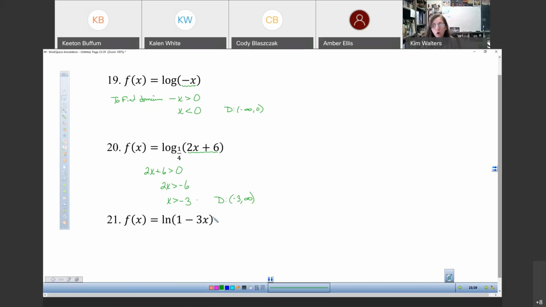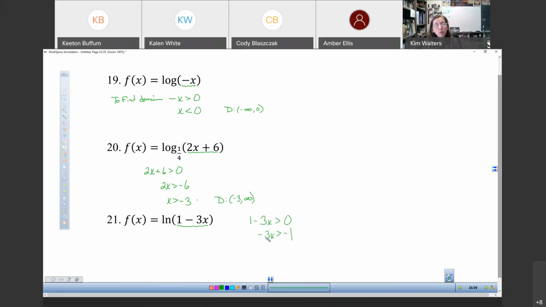So let's start with, remember, we're looking in here. I don't care what this is. I'm looking inside of this, and I'm going to take what's inside of this and set it greater than 0. And I have to solve this inequality. Now, several people did this really great, and some of you got stuck along the way. So the first thing I have to do is subtract 1 from both sides, and that's going to give me negative 3x is greater than negative 1.